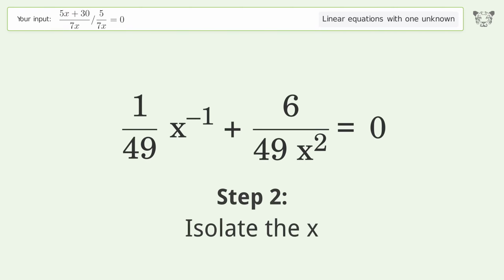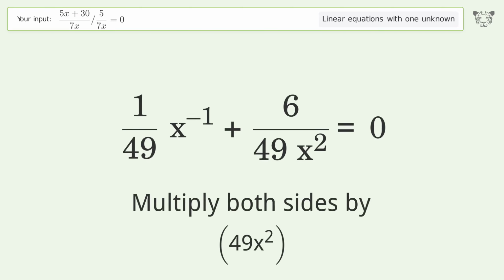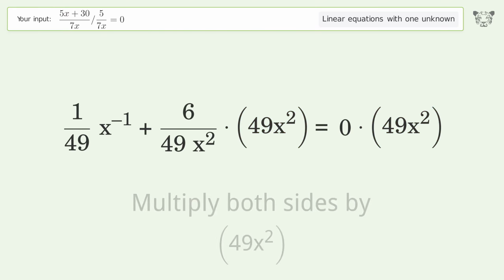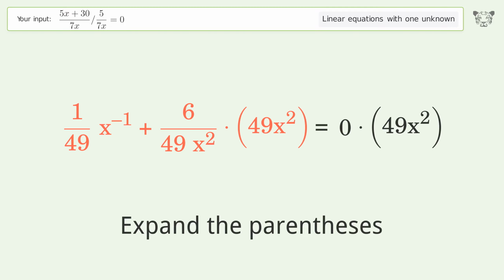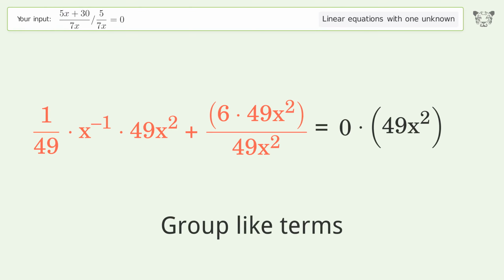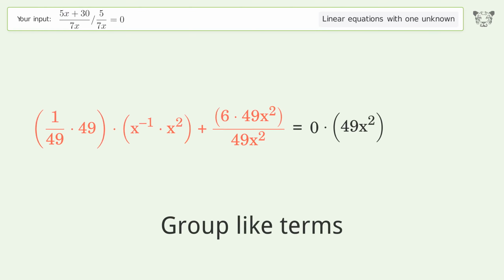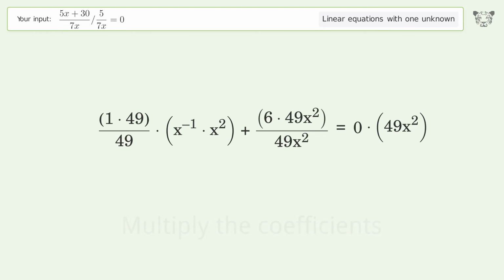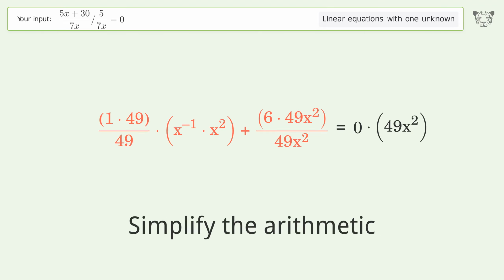Isolate the x. Multiply both sides by 49x^2. Expand the parentheses. Group like terms. Multiply the coefficients. Simplify the arithmetic.